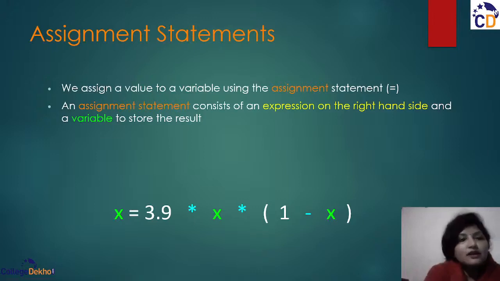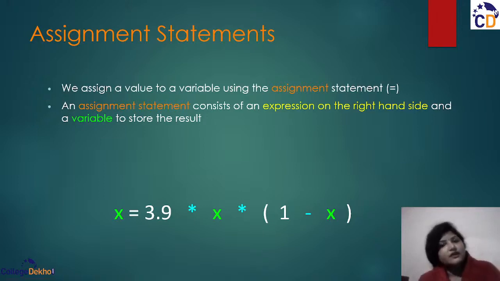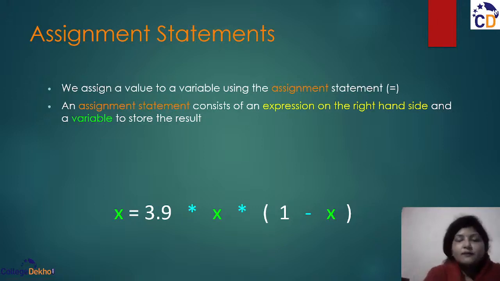Now let us start with assignment statements. What are assignment statements? We assign a value to a variable using an assignment statement. I told you the assignment operator basically assigns a value to the variable, right? An assignment statement consists of an expression on the right hand side, so we write any expression that should be given on the right hand side of the equal to sign, and the variable to store the result. So on the left hand side we have variables, on the right hand side we have an expression, a value, anything, which is basically used for evaluating the statement, right?